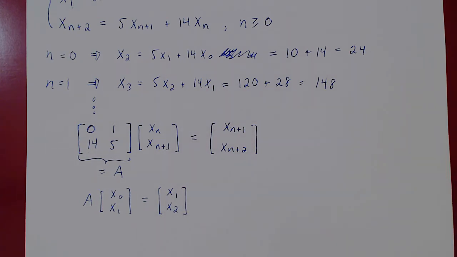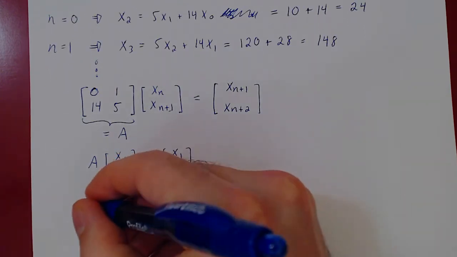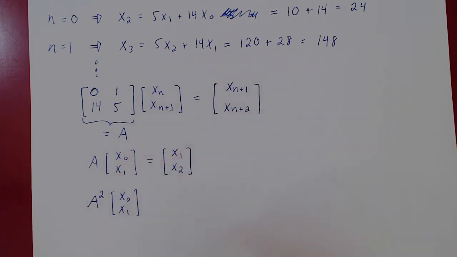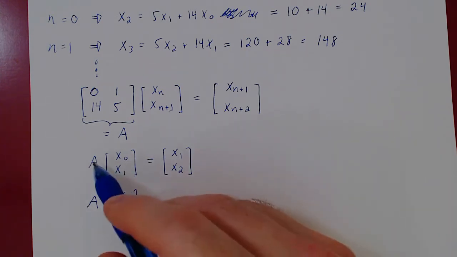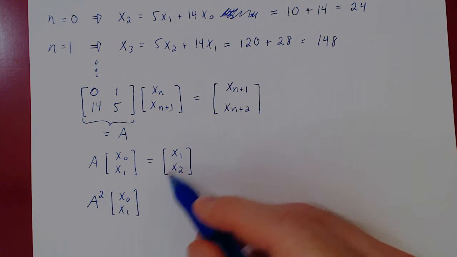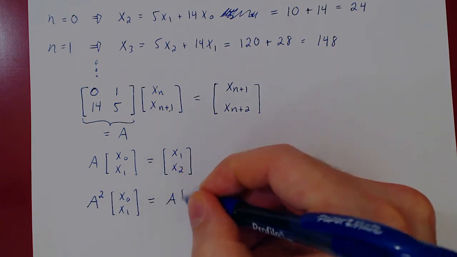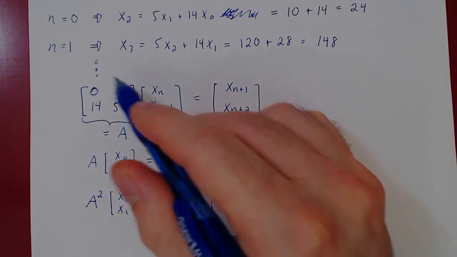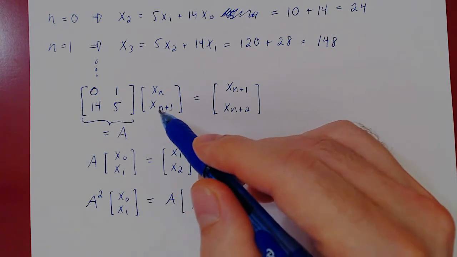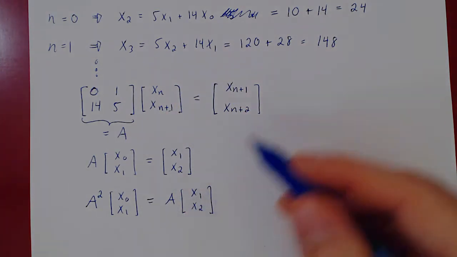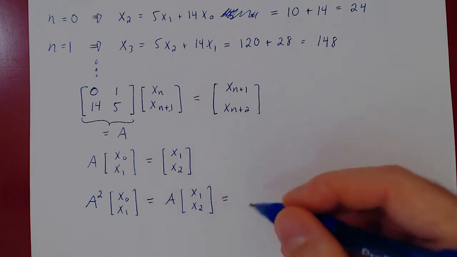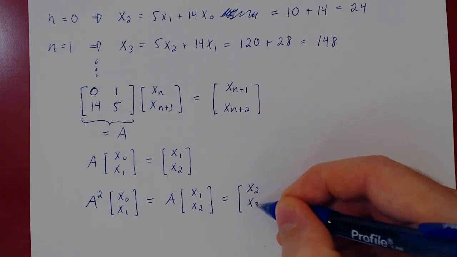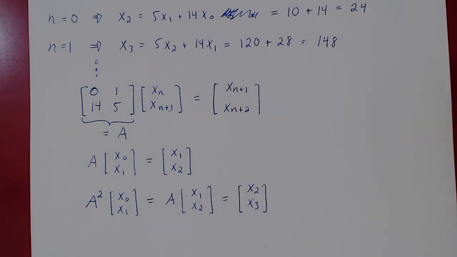Well, what if you multiply by A again? What if you do A squared times the initial vector x0, x1? All I did is multiply this side by A to get from A to A squared. Well, multiply this side by A again. You have A times x1, x2. But we already have checked that the multiplication of a vector by A drives the sequence forward by one step. So A times the vector x1, x2 will give you the vector x2, x3. And you can see where this is going.